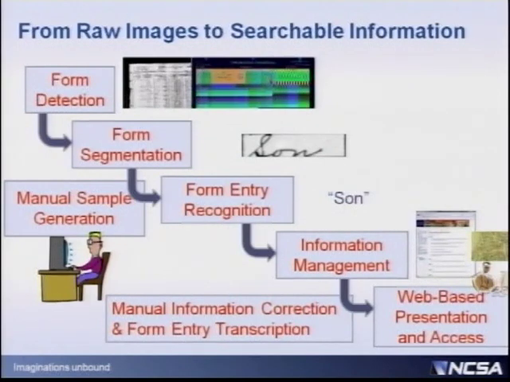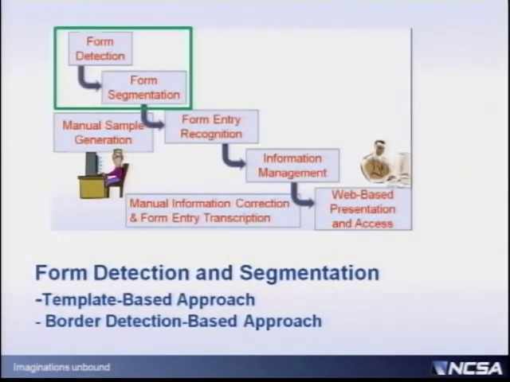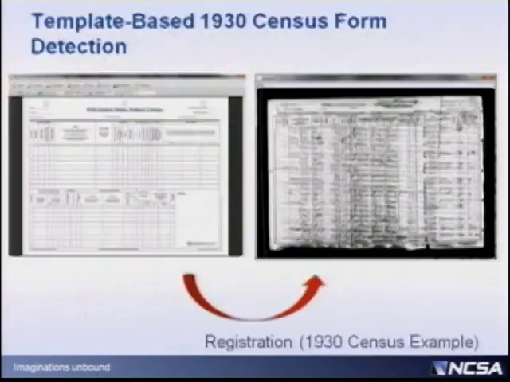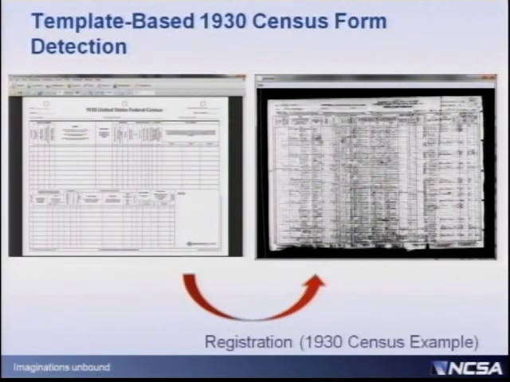So let's look at the level of automation. Let's look at the form detection and segmentation. There are two basic approaches that I can show. One is template-based, and the other one is a border detection-based approach. So I took some of our tools, and I took the form. This is actually downloaded from Ancestry.com. I took one of the 1930 forms.